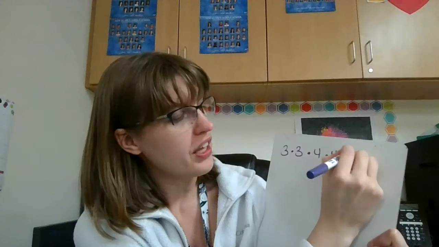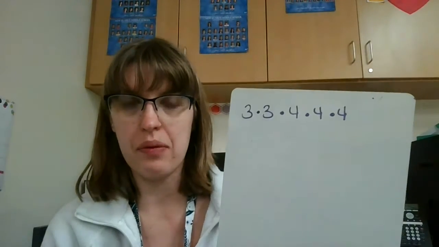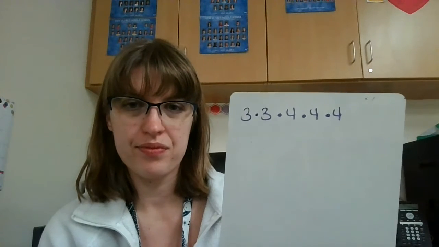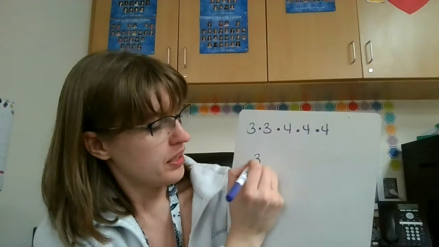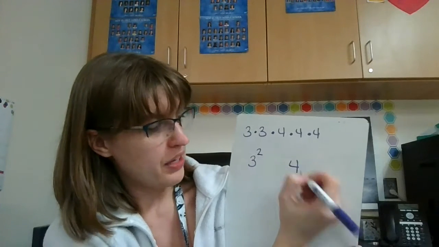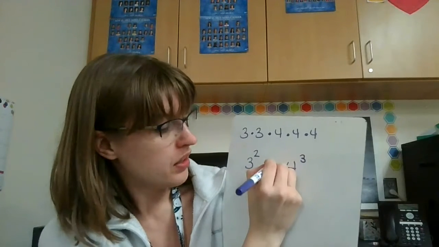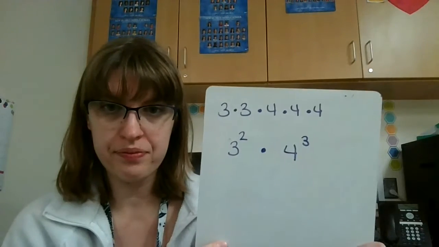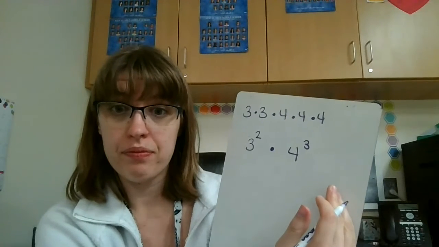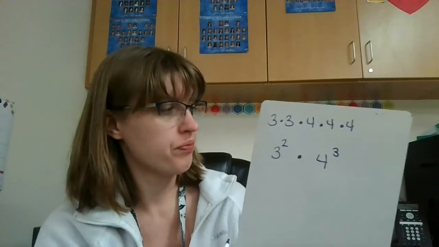So let's take this and rewrite it into exponents. What would that be? 3, how many 3s? 2 of them. Then we have our 4, how many 4s? 3 of them. And then we need our multiplication in the middle. We've practiced that before. Now let's go the other way and figure out what this equals.